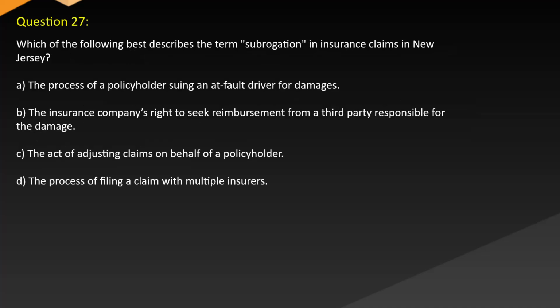Question 27. Which of the following best describes the term subrogation in insurance claims in New Jersey? A. The process of a policyholder suing an at-fault driver for damages. B. The insurance company's right to seek reimbursement from a third party responsible for the damage. C. The act of adjusting claims on behalf of a policyholder. D. The process of filing a claim with multiple insurers.